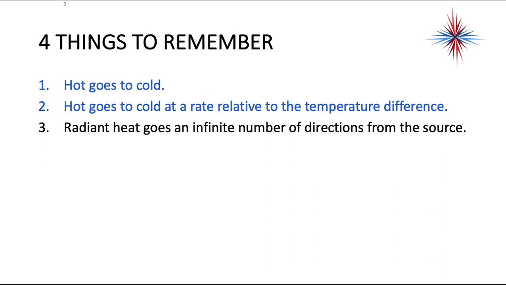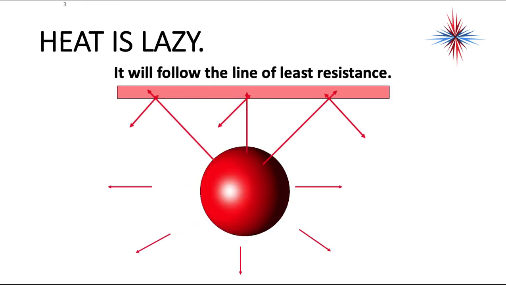And radiant heat goes in an infinite number of directions from the source. We haven't talked about the type of heat yet, but let's talk about radiant heat. Heat is lazy. It's going to follow the line of least resistance. So think about the sun. Rays leave from all directions of the sun. It's going to follow the line of least resistance, which is a straight line.